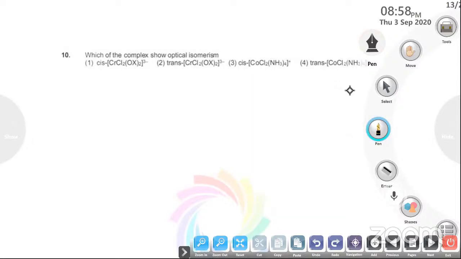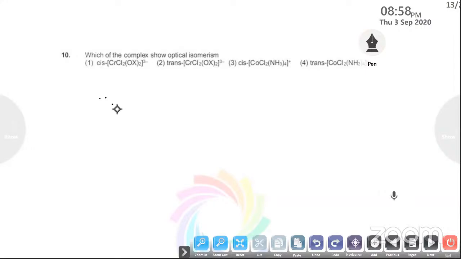Yeah, see the next question. Which of the following complexes show optical isomerism? So when you go for this, option 1, you have the cis isomer. This is also of type MAA twice B2. Similarly, in the second option, MAA twice B2, we are given the trans isomer.